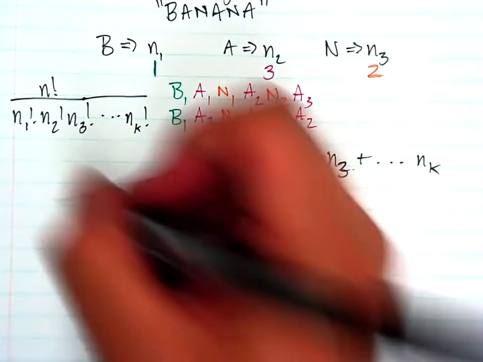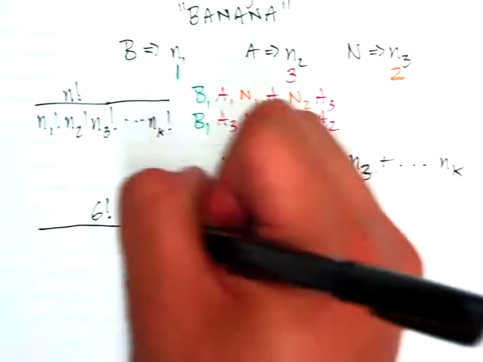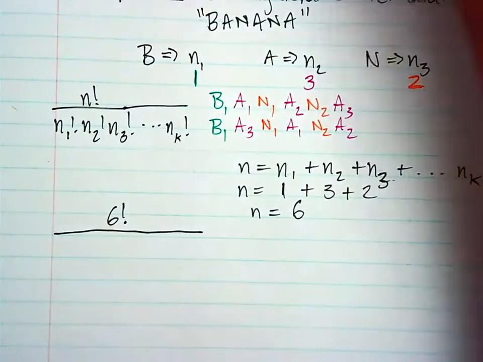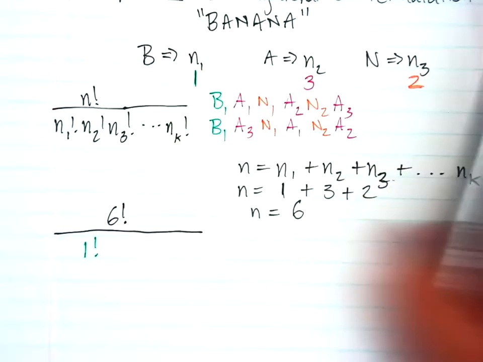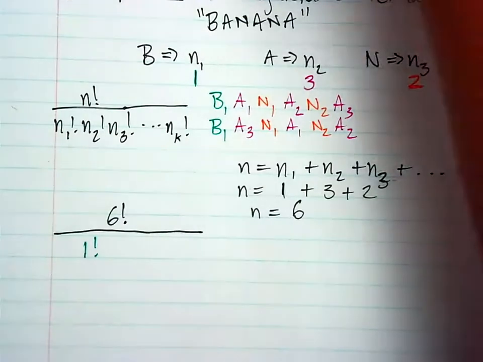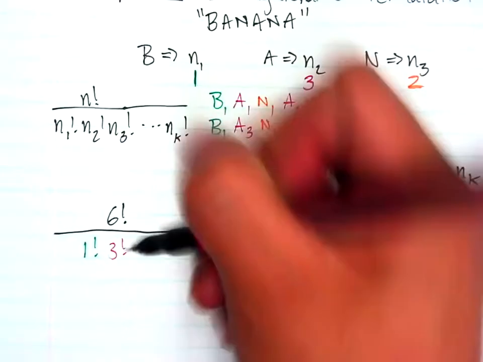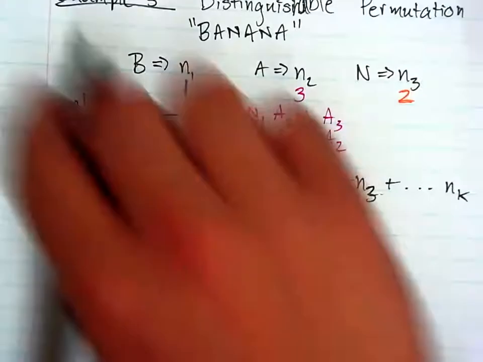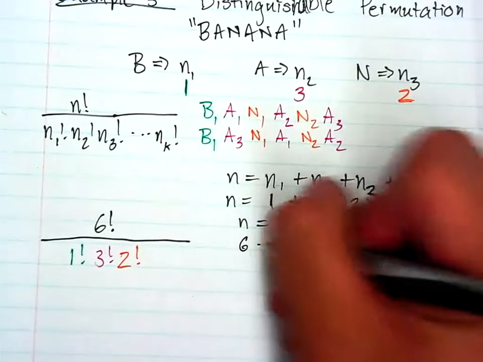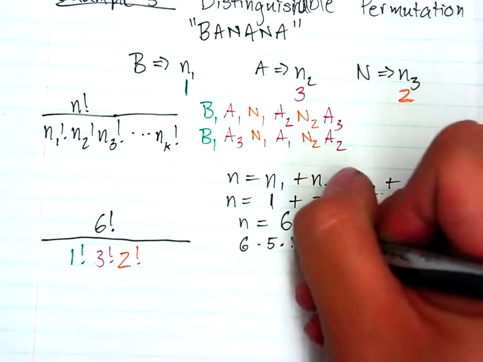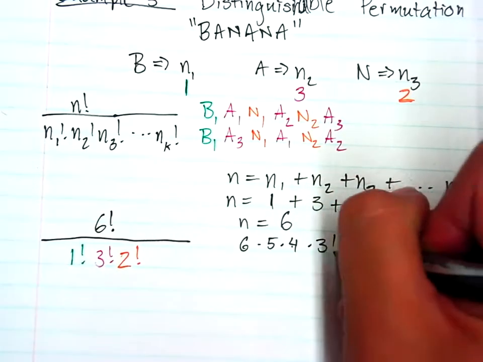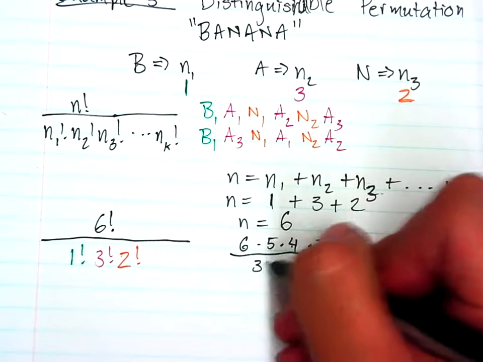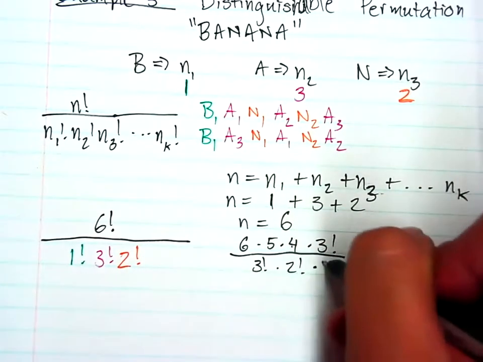Okay? 6 factorial over n1. I have only one of those, so I'm going to put 1 factorial. n2, I have 3 of them, so 3 factorial. And then n3, I have 2 of them, so 2 factorial. Listing it all out, I have 6 times 5 times 4 times 3 factorial over, I'm going to keep these the same way, so 3 factorial times 2 factorial times 1 factorial.